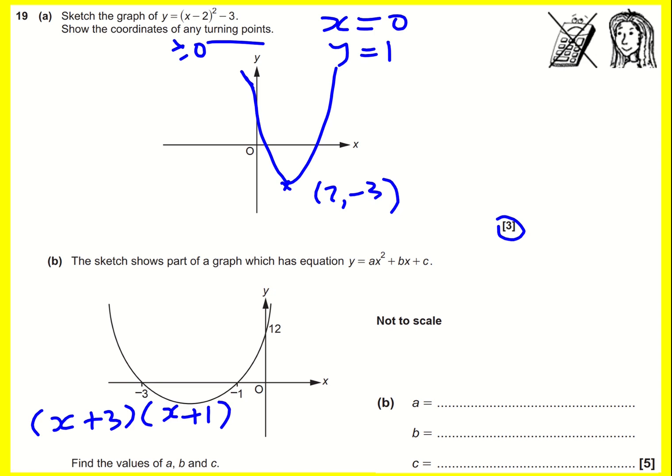But is that the quadratic? Well, that does not cross the axes at 12. So it must be that we've got some number in front. And I know that when I multiply these two, I'm going to get 3. Therefore, if I want to get 12 as my intercept, I'm going to have to multiply it by 4. So it's going to be a 4 here. Right, so we're basically done.